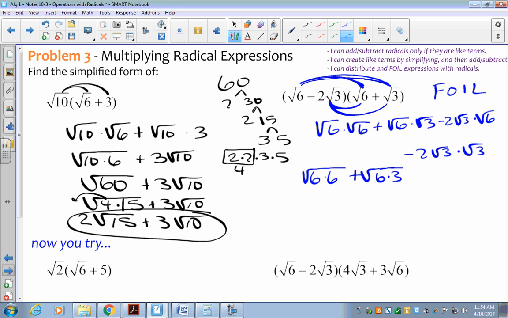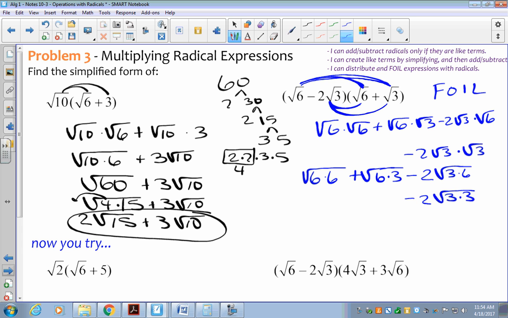Negative and a positive give me a negative, so that's going to be a minus instead of a plus. We have the 2 on the outside, he stays on the outside. The 3 and the 6 are under the root, they go under the root. Negative and a positive give me negative, the 2 stays out front. And the 3 times 3, because both of them are underneath the radical, go together under the radical.